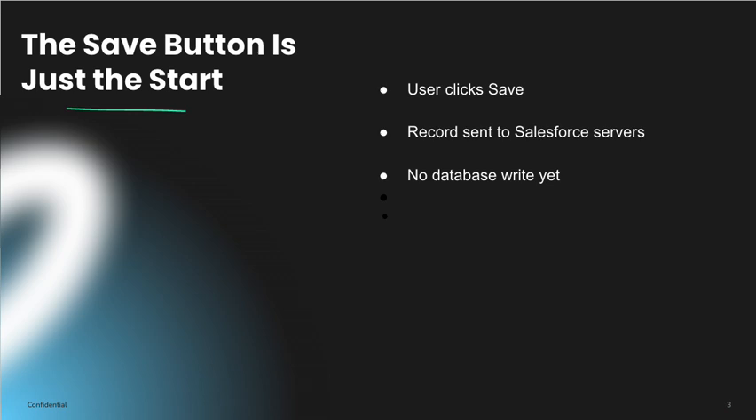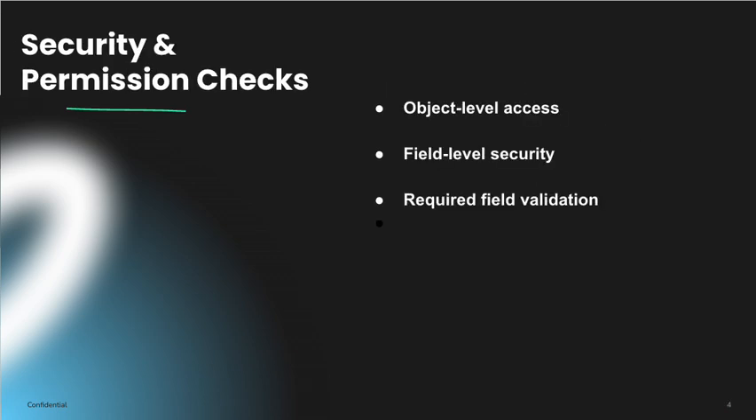Salesforce first sends the record to its servers and begins a transaction, but nothing is committed yet. Next up, Salesforce checks security and permissions. Salesforce checks whether the user even has permission to edit this record. If object or field access fails, the save stops right here.